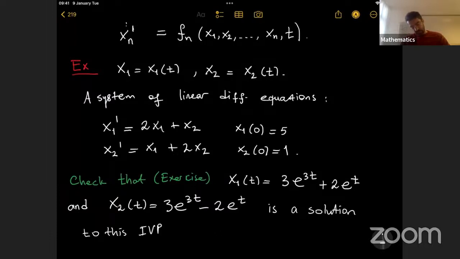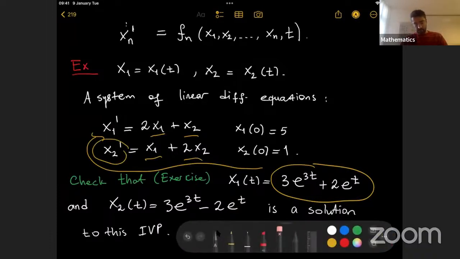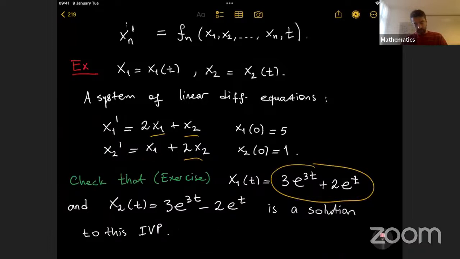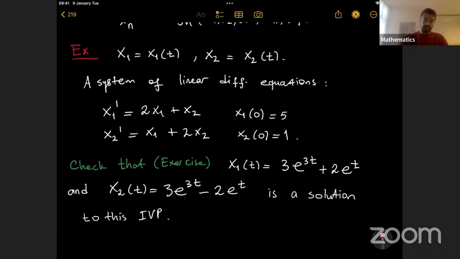Initial value problem, okay? What you do is basically you find the derivative of x1, take the derivative of this function and plug it in here, and put x1 as well, x2 as well, and check that we have this equality. And similarly for x2, we check this. Again, we will learn how to find x1 and x2 in this example later. Right now, let's assume that these are the solutions.